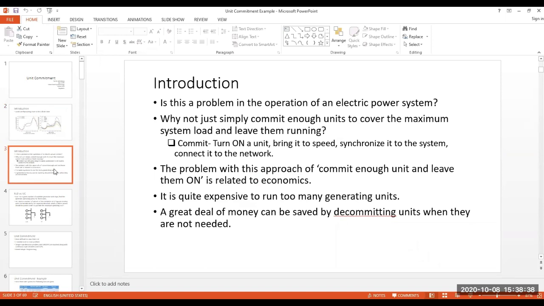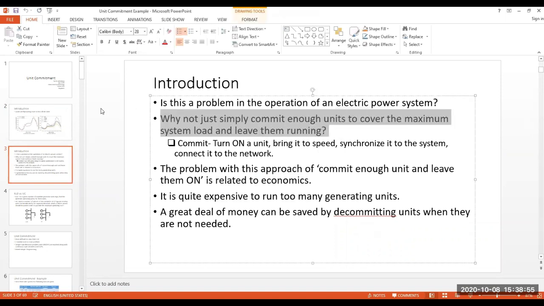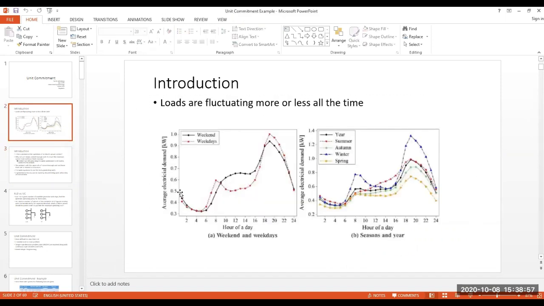So now one solution could be like this: if I simply keep sufficient units on for the whole day, what is the problem? What does this mean? Let me highlight this. If in a 24-hour period my maximum load demand is, let's say, 1 kilowatt, probably some residential load, so very low demand.